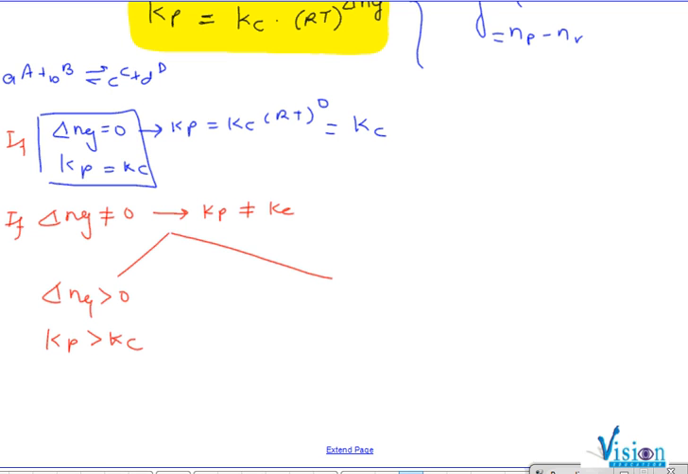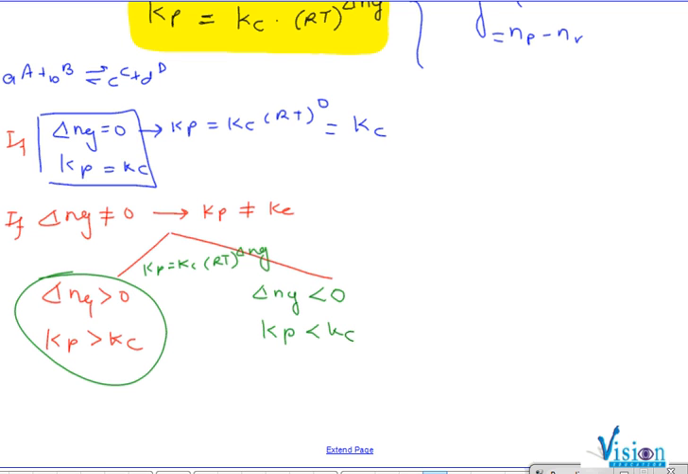याद रखना, बिकॉज ओके हमारे पास ये रिलेशनशिप है, केपी इक्वल्स टू केसी आर टी रेस टू डेल्टा एन जी. अगर डेल्टा एन जी की वैल्यू पॉजिटिव होगी तो ऑब्वियसली ये वैल्यू ग्रेटर देन वन ही होगी. एंड अगर आप केपी को केसी इंटू समथिंग मल्टीप्लाई कर दो तो केपी की वैल्यू हमेशा ग्रेटर देन वन ही मिलेगी. दूसरा कंडीशन ये हो सकता है, डेल्टा एन जी ग्रेटर देन जीरो देन केपी इज ग्रेटर देन केसी. या तो डेल्टा एन जी लेस देन जीरो देन केपी इज लेस देन केसी.